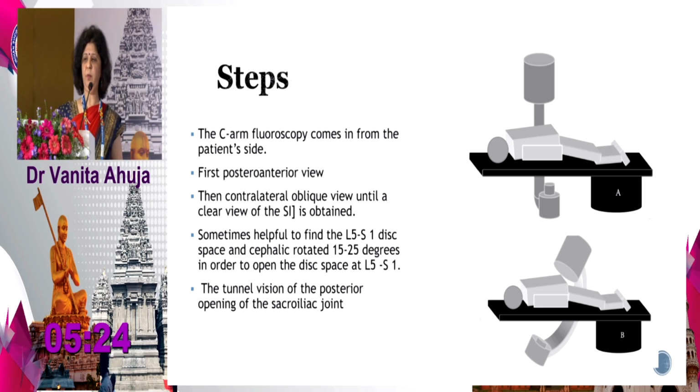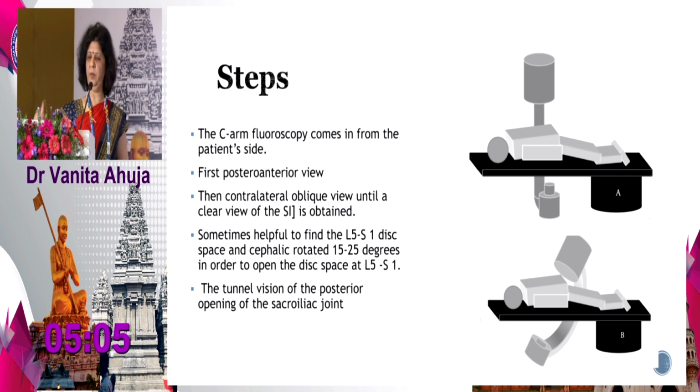First, the patient would be in a prone position, with all monitors attached. Then first you will take your posterior view, the PA view, and you look for the position on the spine where your sacroiliac joint will be visible to you, and then you will do a contralateral oblique.